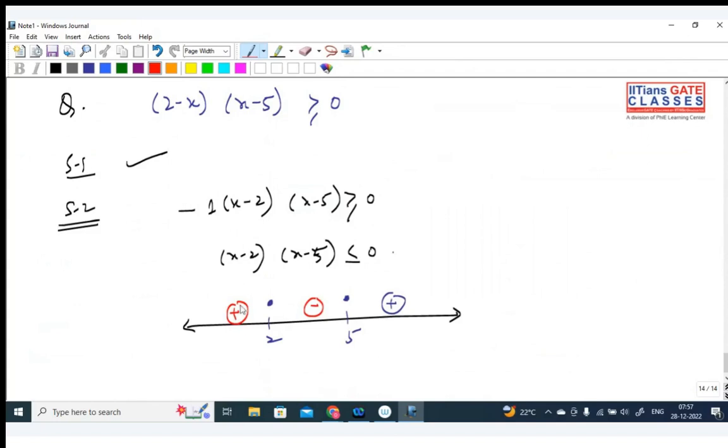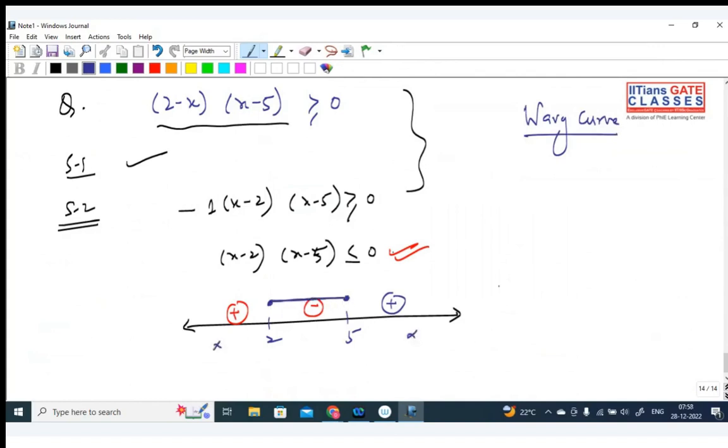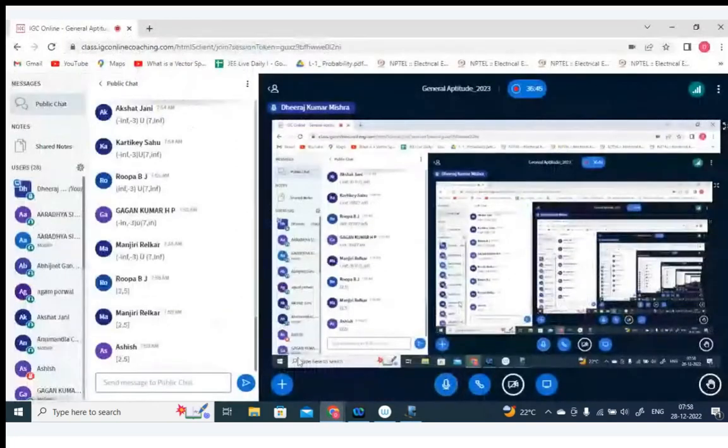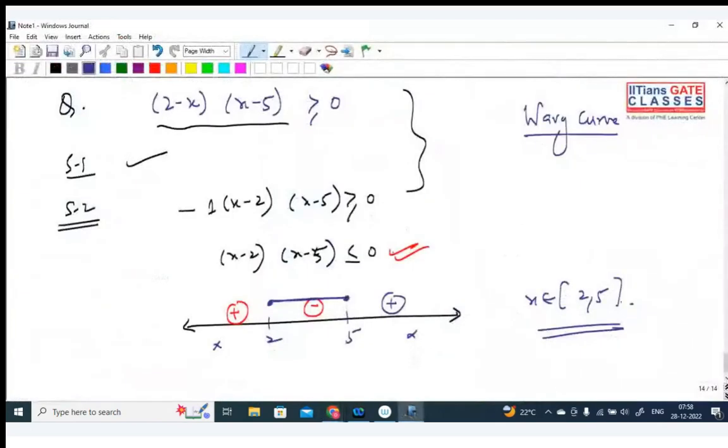You have to make sure that the overall expression should be negative, not positive. If you are solving this using the wavy curve method, then you have to choose this interval only. This is wrong. So the answer for this question will be x belongs to 2 and 5. I believe many of you got it, great guys. You will become more confident if you are able to solve this kind of question.